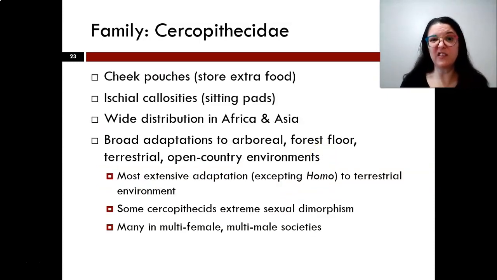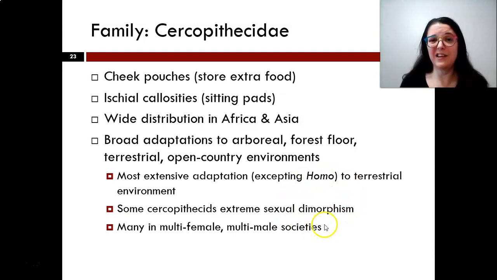Okay, so first let's look at Old World monkeys. These are the ones that have the cheek pouches, again, to store that extra food, and the ischial callosities, or sitting pads. They have a wide distribution across parts of Africa and Asia, with a wide variety of broad adaptations to a number of different environments. And again, excepting us and members of our genus, they have the most extensive adaptation. This is a highly successful group of primates.